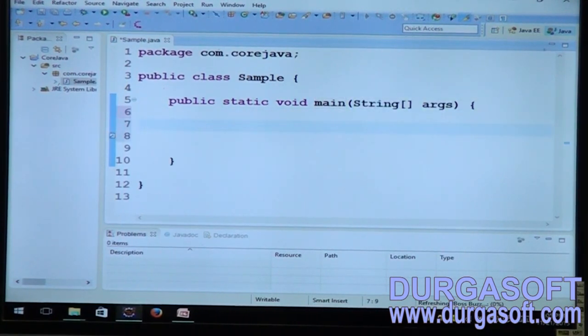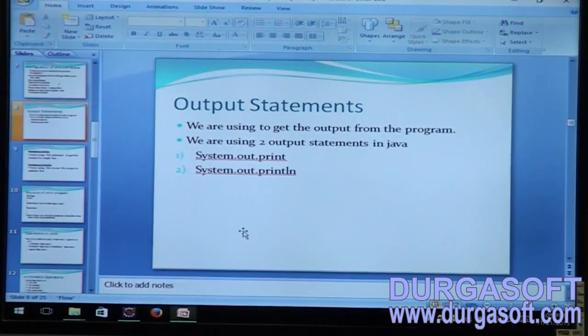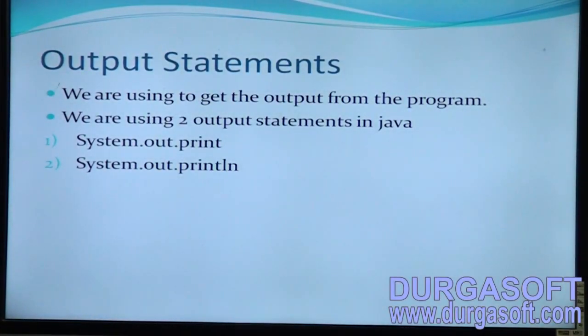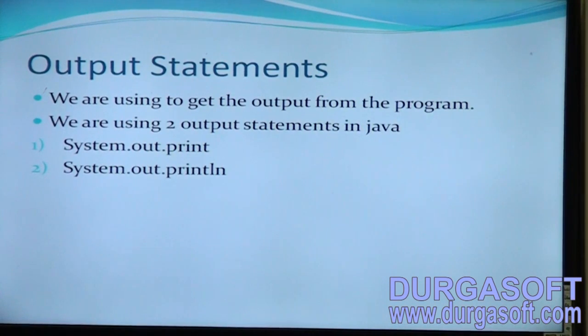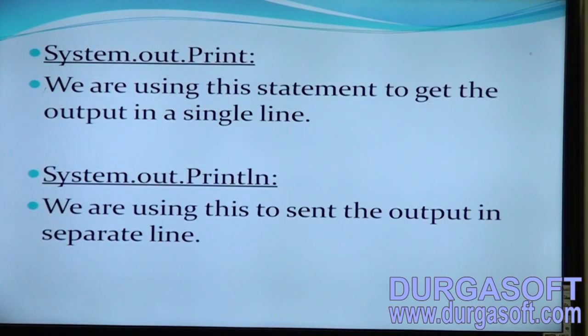Now let us say I want to work with it. Okay, so let us go with an output statement. We do have two output statements, team, in our core Java. We use them to get the output from the program. What are they? System.out.print and System.out.println. Now what is the difference between System.out.print and println? Let us go and see.